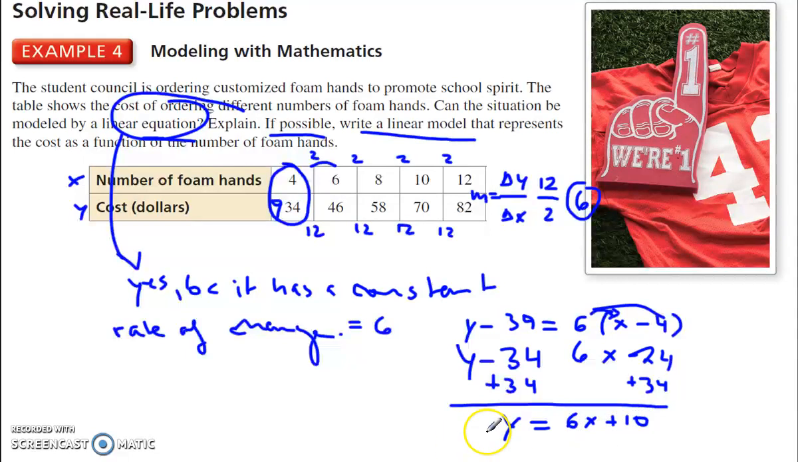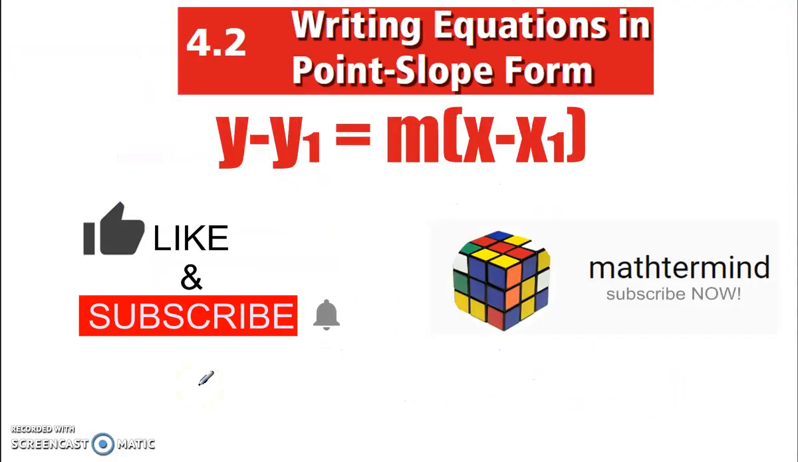And there you have it. We have written a linear equation in simplified form. Shoop! Ladies and gentlemen, that is Chapter 4, Section 2, Writing Equations in Point Slope Form. Y minus y1 equals m times x minus x1.